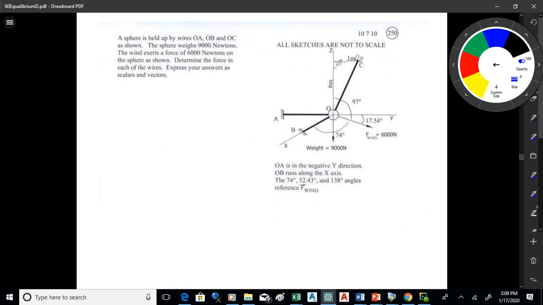So on 250, I've got an example there we could run through. Why don't we have a look? So what I have is 3 guy wires there. I've got the 9,000 Newton weight, and I have a force of the wind acting at the angle shown. And I want to find the forces in the wires. Now what I'll notice here is the wire forces, one goes in the negative y direction, the other goes in the x direction. There is one that just goes up here into 3 space.